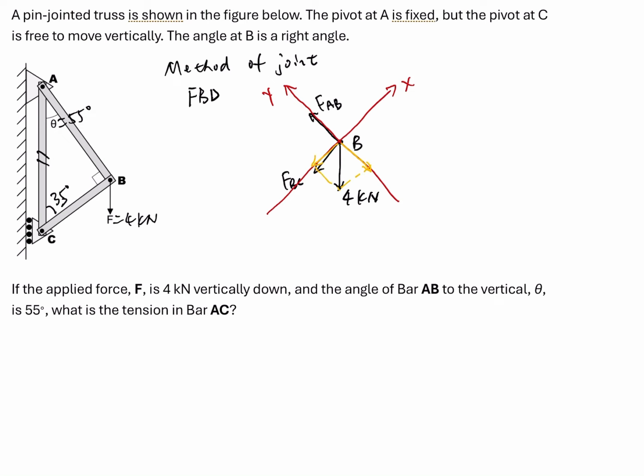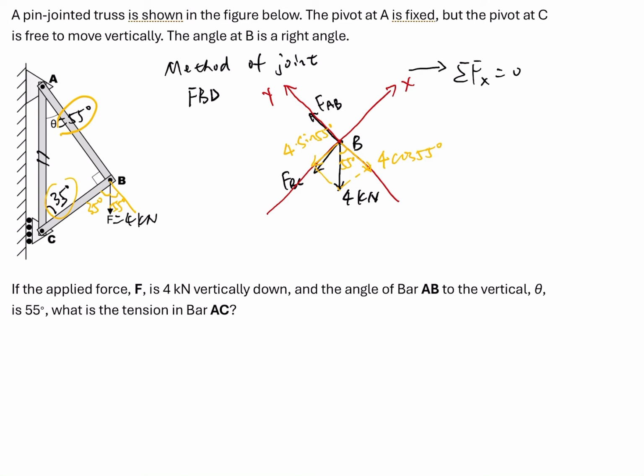This angle is shown here. It is 35 degrees, and then this angle is 55 degrees. So the component of the 4 kilonewton force in the Y direction will be 4 times cosine 55 degrees, and the component in the X direction will be 4 times sine 55 degrees.